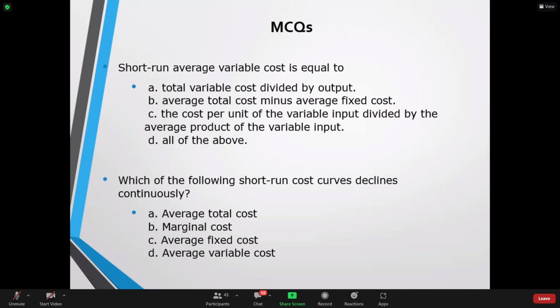Moment you see one answer, you go for that, no? You have to, in MCQs, you have to read the other answers as well. Average total cost minus average fixed cost. What is that? Average variable cost, isn't it? The cost per unit of variable input divided by the average product of the variable input. Yes. Cost per unit of the variable input divided by the average product of the variable input. AP.